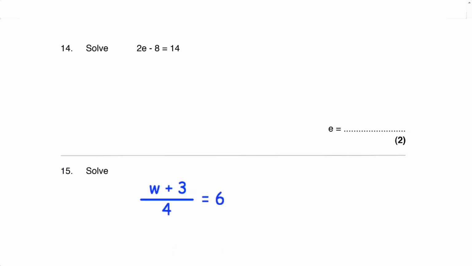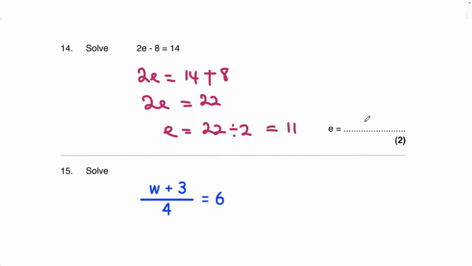For number 14, we have 2e minus 8 equals 14. To solve the value for e, you need to add 8 on both sides. So this simplifies to 2e is equal to 22. And to get e, divide both sides by 2. And definitely that's going to be 11.